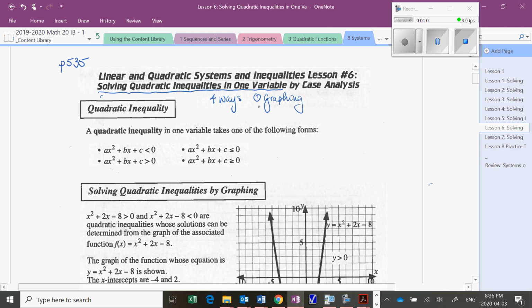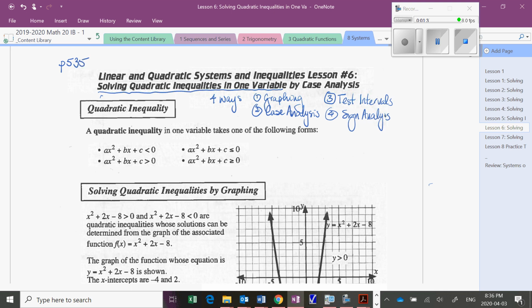So our other methods are going to be case analysis, which we're going to look at today, and then in lesson 7 it goes through 2 other methods. One is through a test interval or test cases, and the 4th method is through sign analysis. So we'll take a look at those 2 later. Today our focus is going to be on graphing and case analysis to solve our quadratic inequalities in one variable.